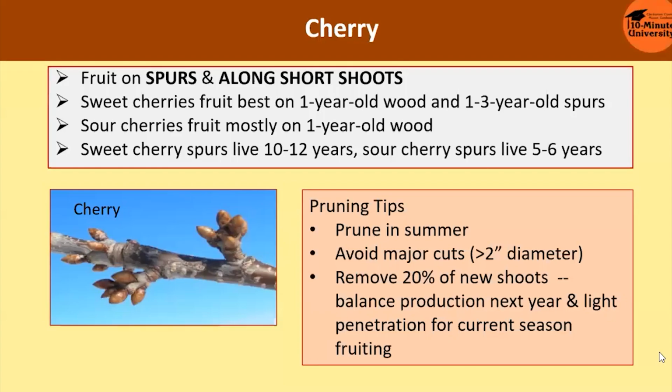Well, just know if you make major cuts, that's 2-inch diameter or larger, there's a good risk of rot as a result. But in general, we're removing 20% of the new shoots, and we're basically balancing the production for next year and light penetration for the current season fruiting, because our fruit will come from the 1-year-old wood, which is shoots developed last year, but we need to provide enough light to encourage new shoots to grow this year, and that's how and where we get next year's fruit.